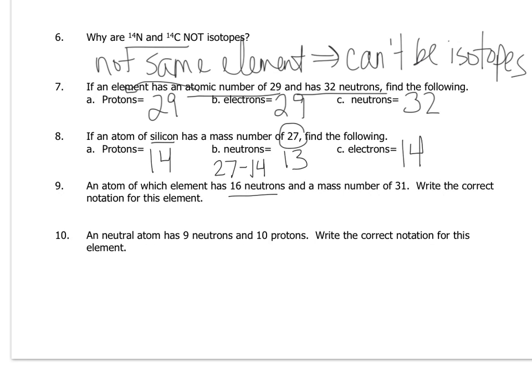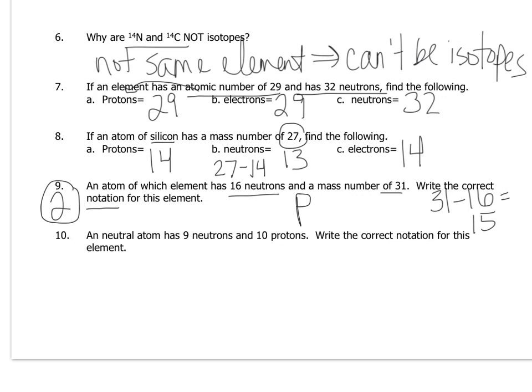And number 9, we have 16 neutrons and a mass number of 31. We're going to do the correct isotope notation. That is box 2 of your foldable, if that helps you to look over there. I actually don't know what element it is until I do a simple calculation. I need to find out how many protons I have. So I'm going to do 31 minus 16. That gives me 15. So that means this element is phosphorus.